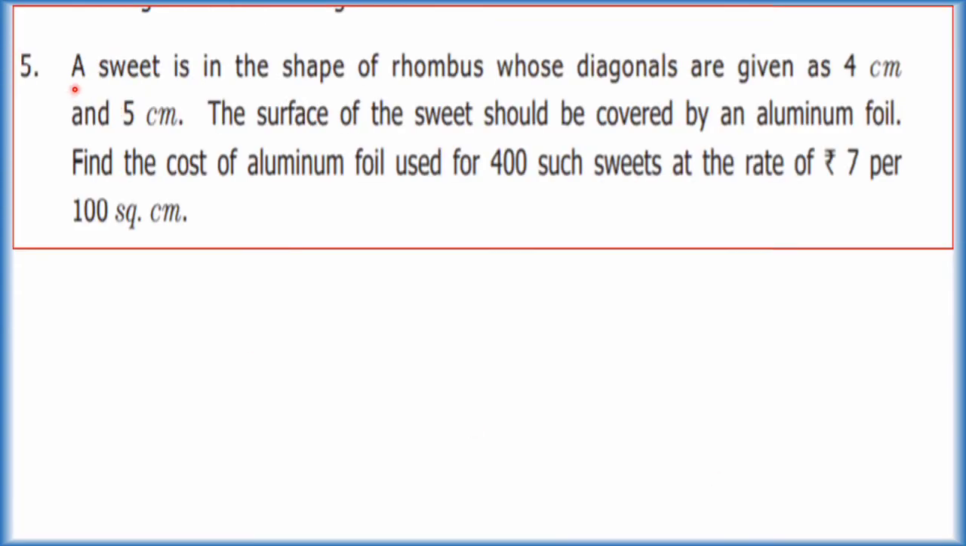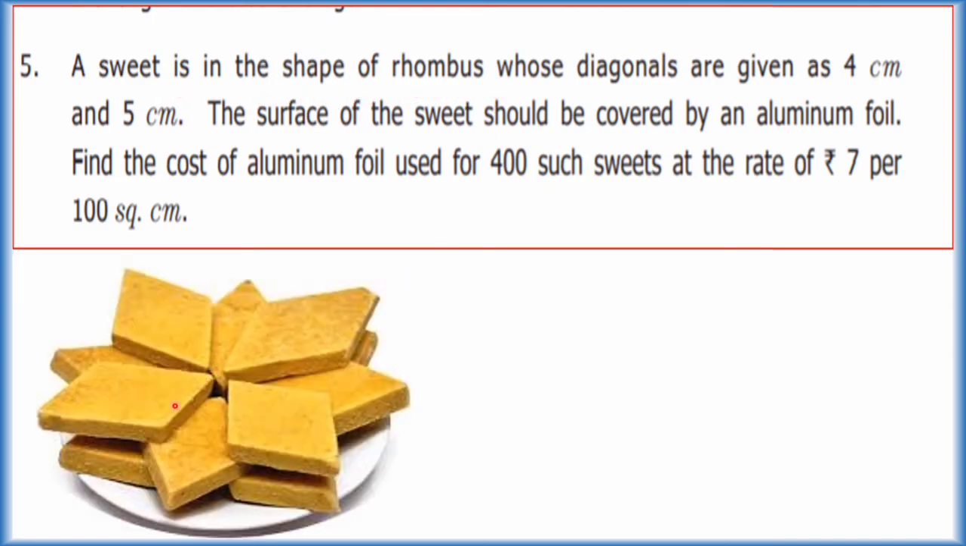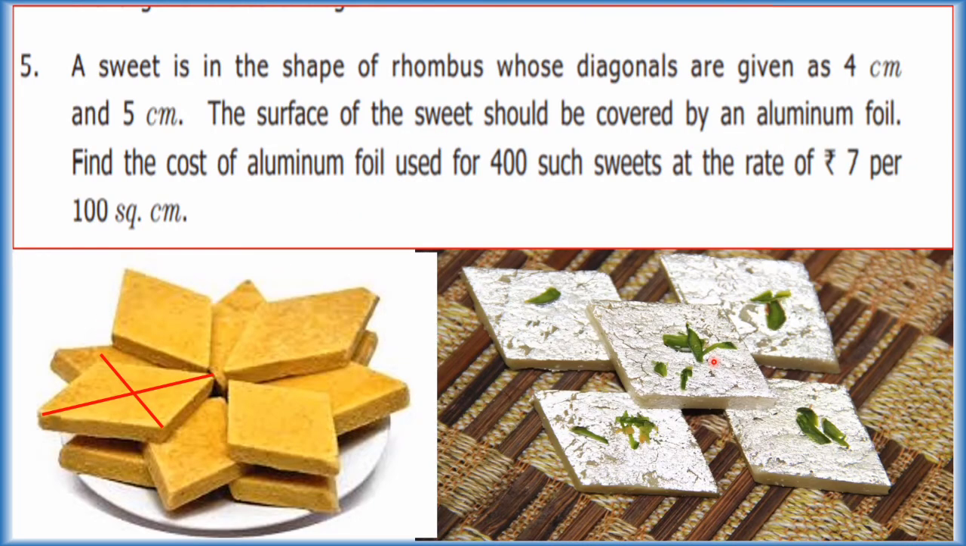See this sum, very interesting. A sweet is in the shape of rhombus. See this sweet? It is the shape of rhombus. Then the diagonals are given. See these diagonals. One is 4 centimeter and another one 5 centimeter. Then we need to cover the surface of the sweet by aluminum foil like this.